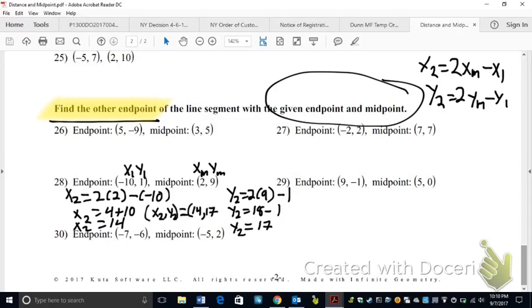So what I want to do now is take a look at this graphically, to show you what we're looking at.